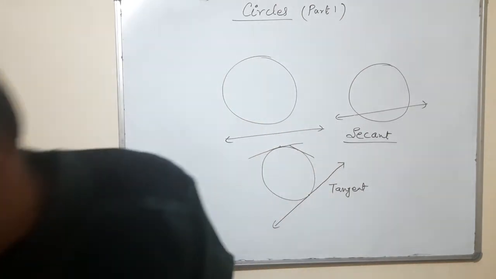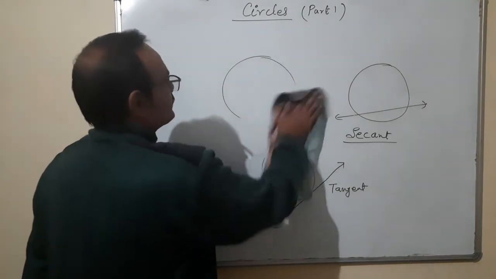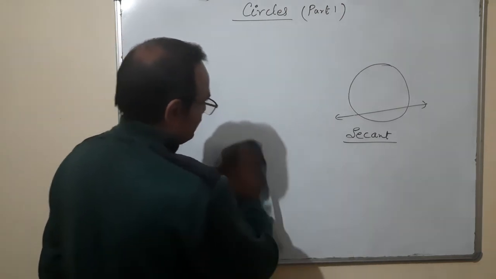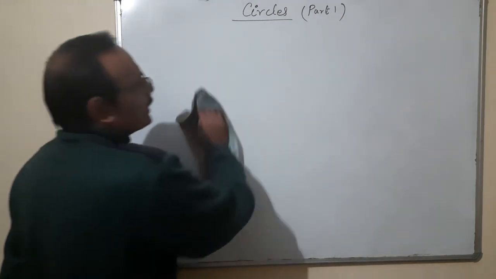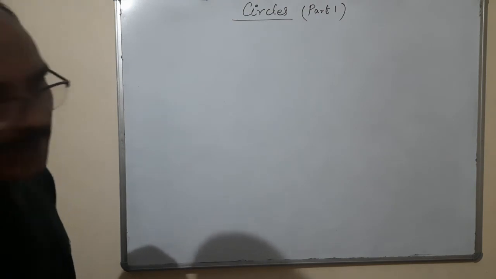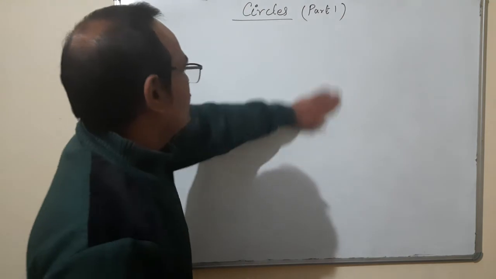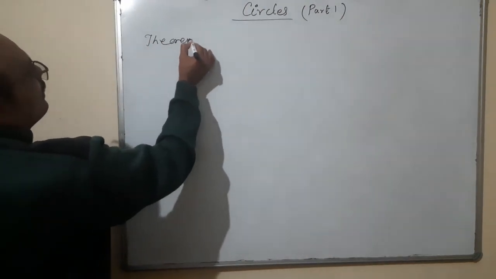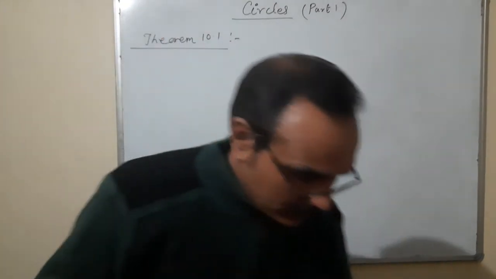So the first theorem is: a tangent to a circle is perpendicular to the radius through the point of contact. What is the meaning? Suppose I draw any tangent to the circle, then this tangent will be perpendicular to the radius through the point of contact, that is, the point where the radius and tangent meet. This is Theorem 10.1.